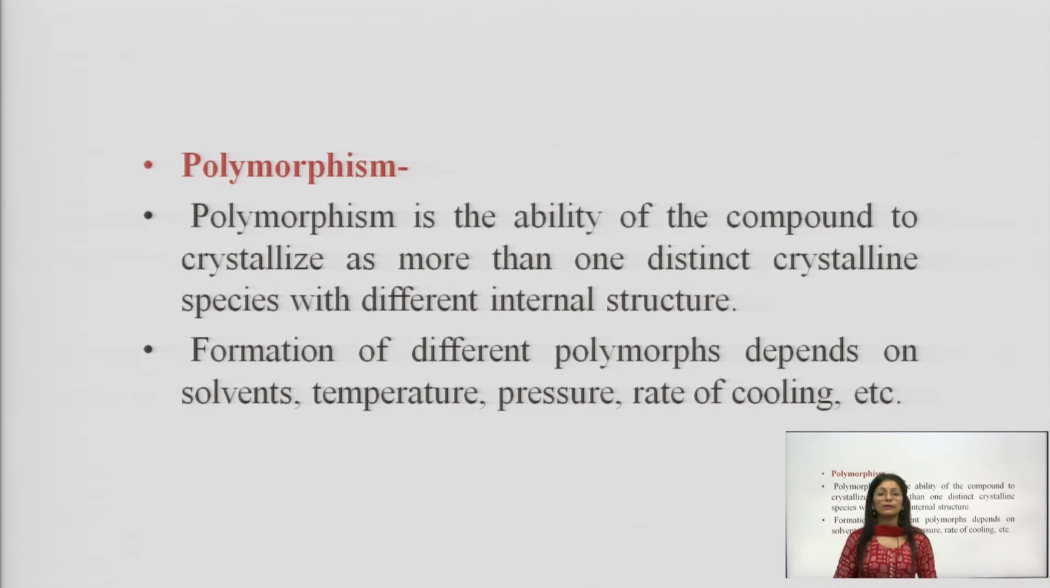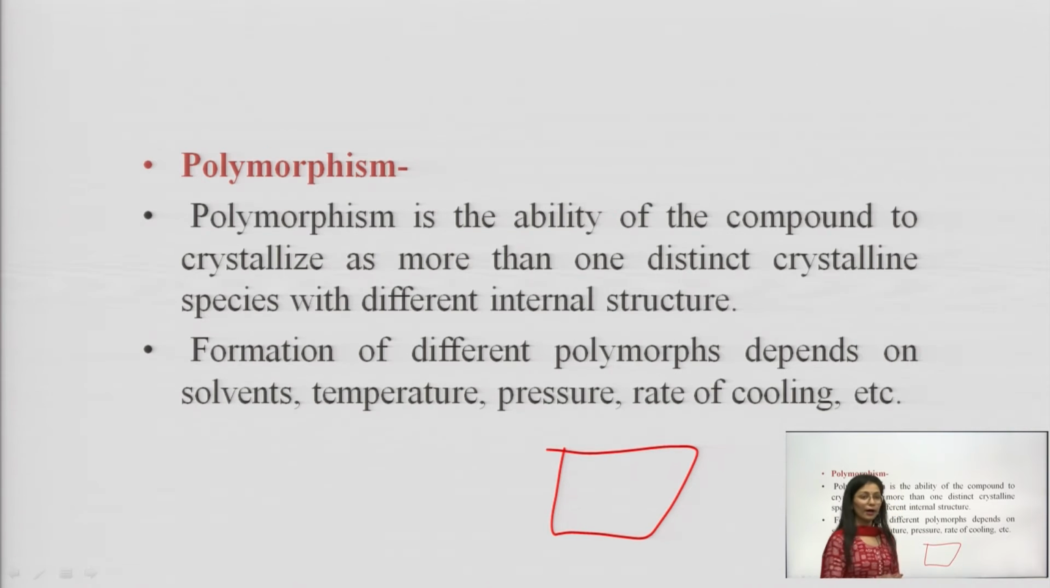Next is polymorphism. This is also a part of bulk characterization. What is polymorphism? Polymorphism means we have a crystal lattice, right? What is the meaning of crystal lattice here? I have an arrangement, okay? One type of crystal is there. Polymorphism, poly means more than one kind of crystal.